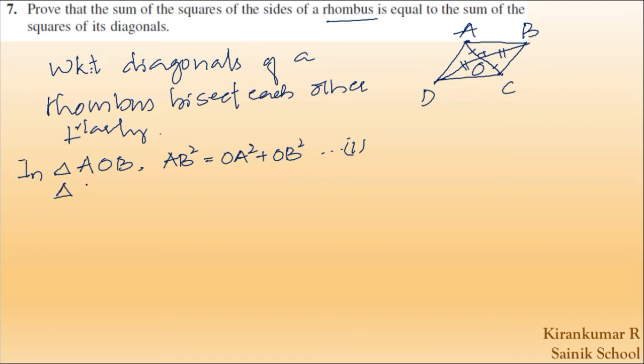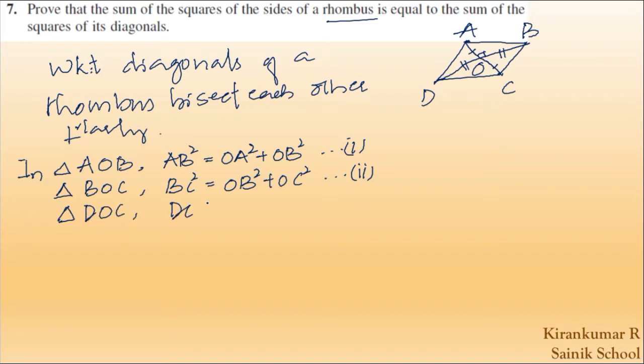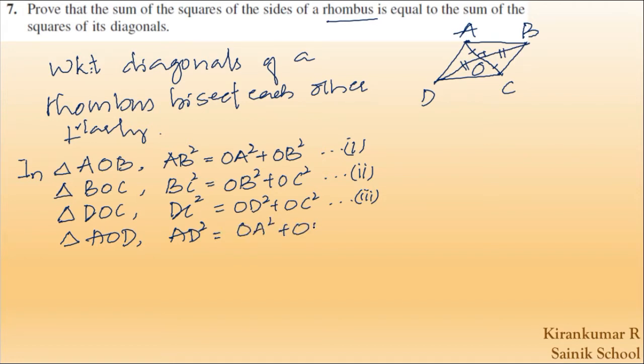And in triangle BOC, we have BC as the hypotenuse, so BC square will be equal to OB square plus OC square. Let me name this as equation 2. In triangle DOC, DC is the hypotenuse, so DC square will be equal to OD square plus OC square. This is equation 3. Similarly, in triangle AOD, we have AD as the hypotenuse, AD square will be equal to OA square plus OD square. This is equation 4. These all we have obtained by Pythagoras theorem.